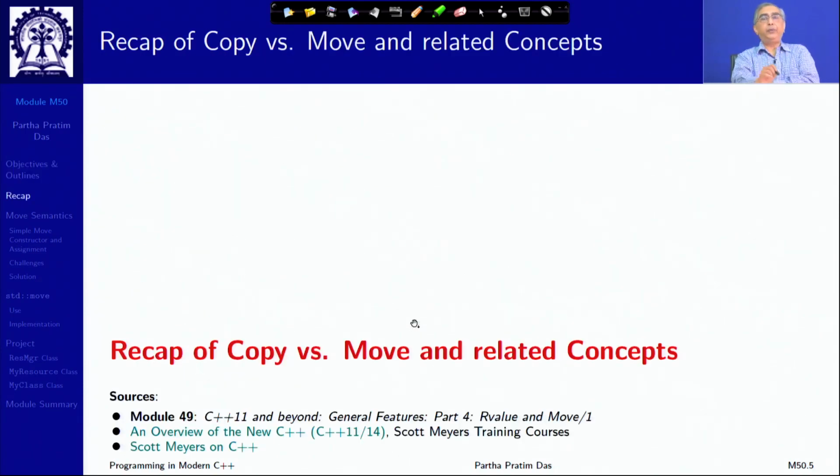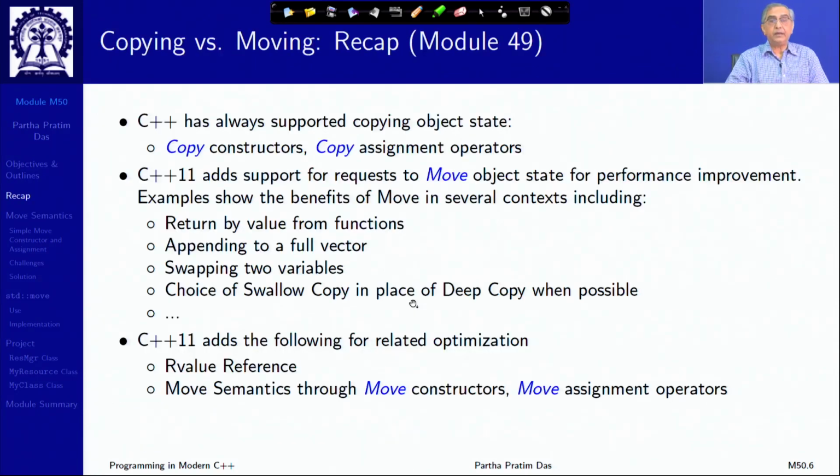Let us quickly recap the copy versus move and related concepts that we did in the last module, because we will heavily use them in this. Recall that C++ has supported copying of object states through copy constructor and copy assignment operator, whereas C++11 adds the support to request moving objects for performance improvement. We have seen several examples of that improvement, when you return a value from a function by return by value mechanism, when you append to a full vector or you swap two variables, or different contexts where there is a choice between shallow copy and deep copy. So, C++11 adds the related optimization through Rvalue reference and move semantics through move constructor and move assignment operator.